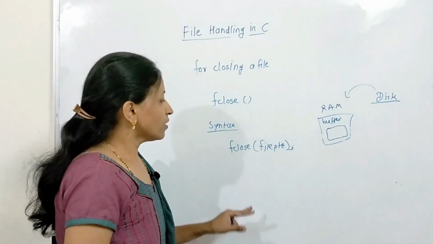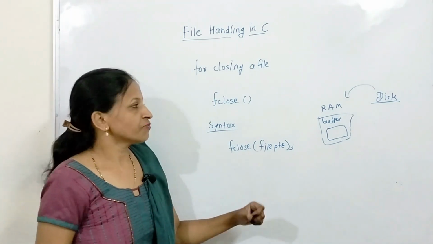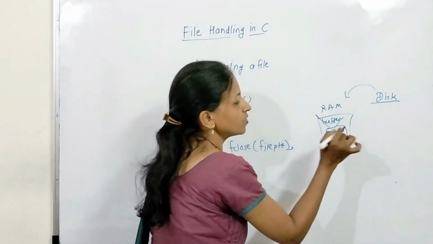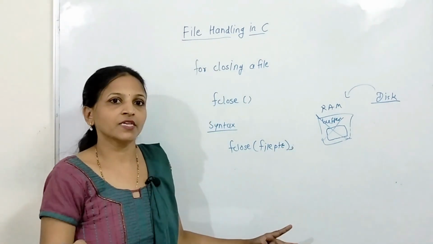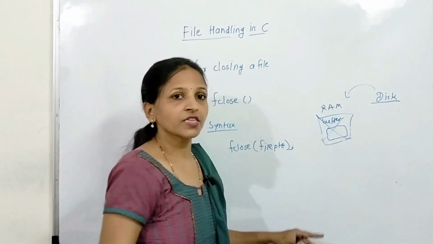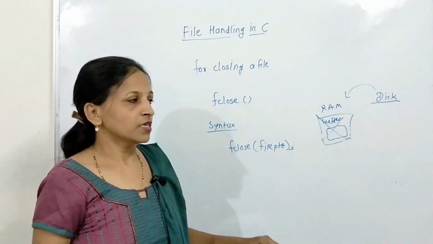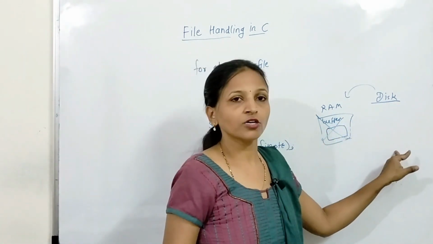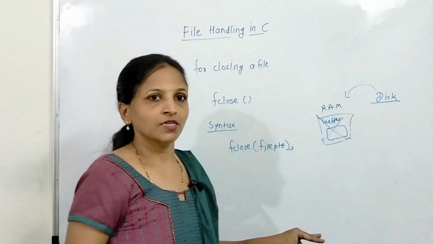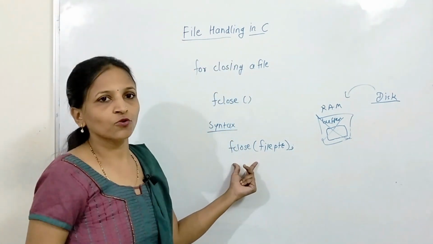Now see, one more point is there. Whenever you call this fclose function, this buffer will get eliminated. Whatever file structure has the information about the file will be erased, and only the file on the disk will be present. Getting it? This is all about the fclose function.